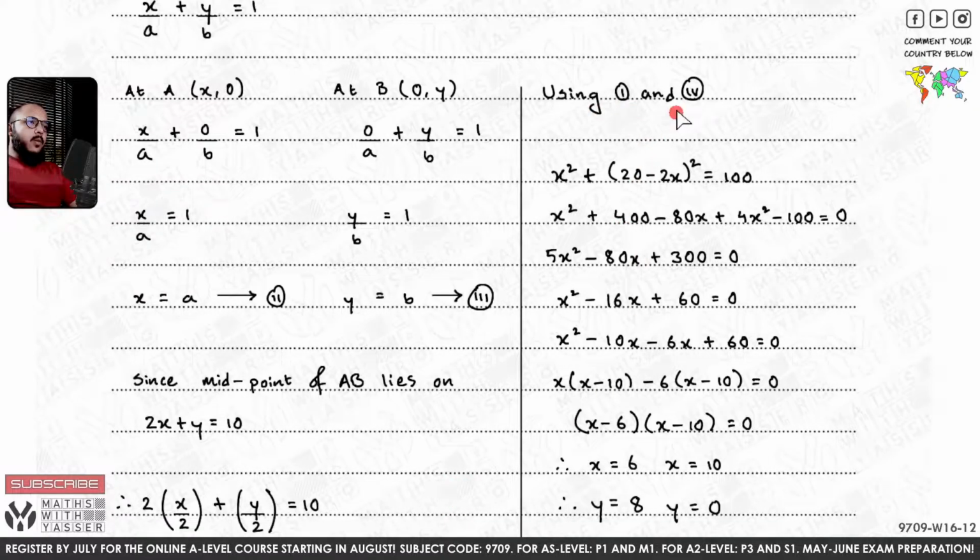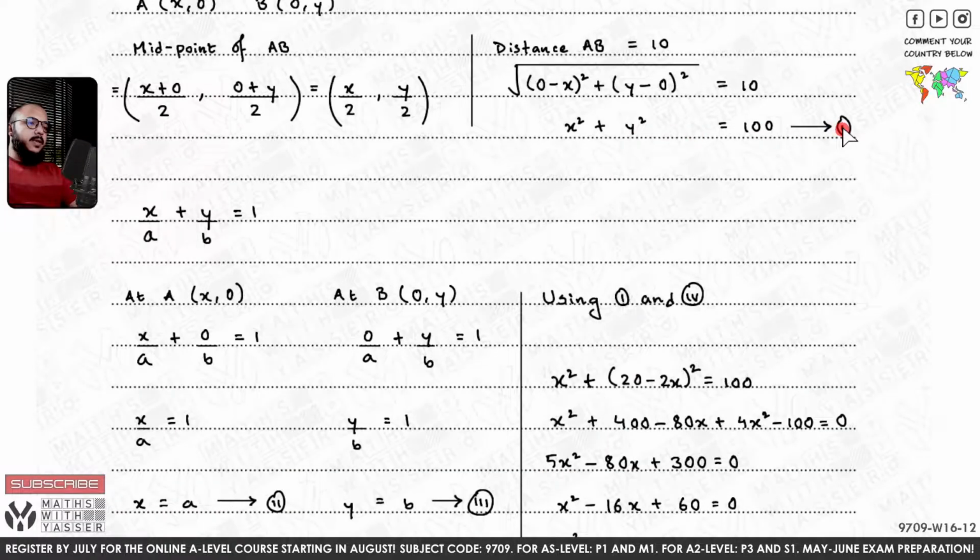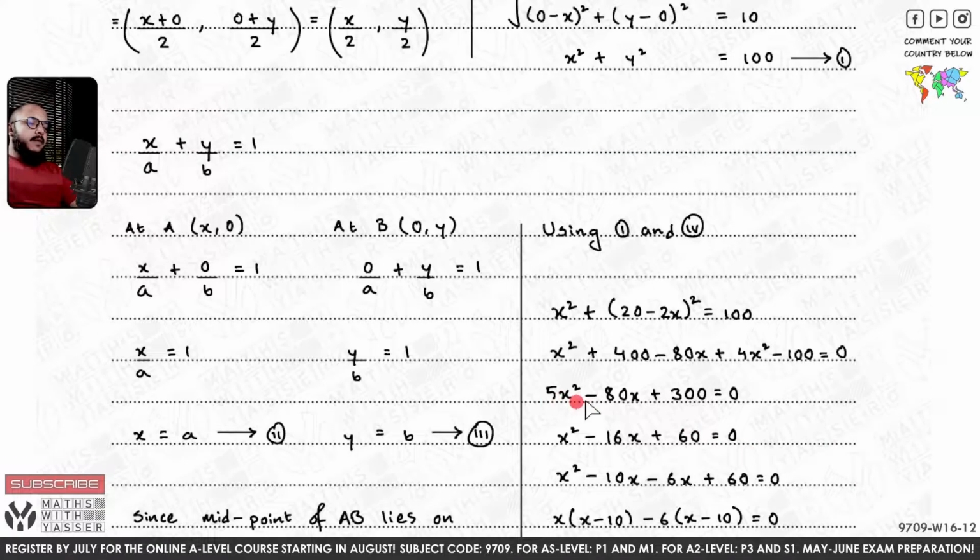Now using equation 1 and 4, so this is the fourth equation and this is the first equation. So x square plus (20 minus 2x) whole square equals 100. We will be using the formula (a minus b) whole square to expand this. So it becomes x square plus 400 minus 80x plus 4x square minus 100 equals 0. So 5x square minus 80x plus 300 equals 0. Now let's divide both sides by positive 5. That gives us x square minus 16x plus 60 equals 0.